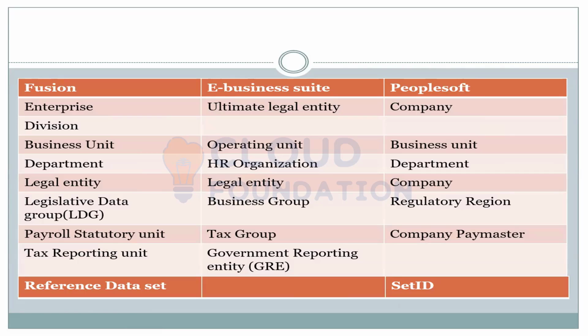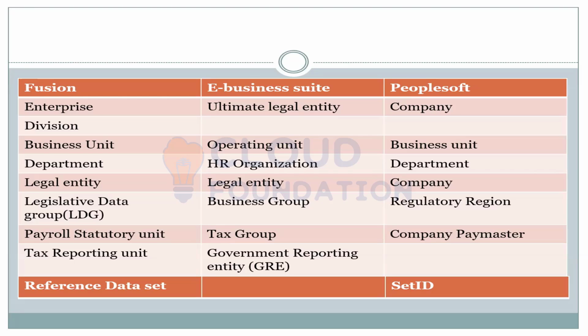We have the enterprise, that is the highest level in Fusion. Then we have the e-business ultimate legal entity. Then in PeopleSoft, we have company, divisions, business unit, department, legal entity, legislative data group, payroll statutory unit, tax reporting unit. So what we have? Business unit, operating unit. In Fusion, we have business unit. The same business unit will be called an operating unit in e-business suite. In PeopleSoft, it's called business unit.